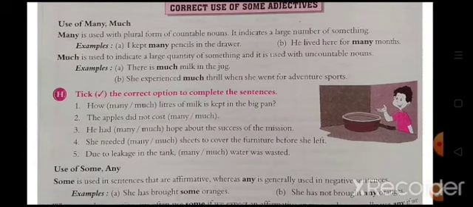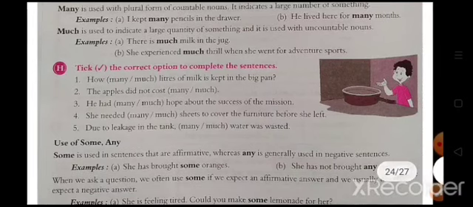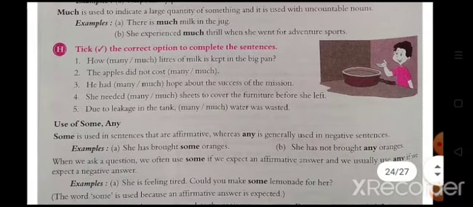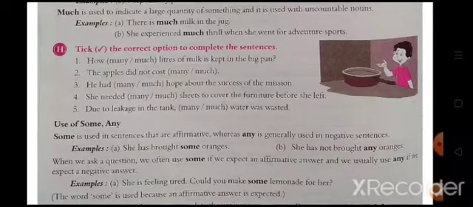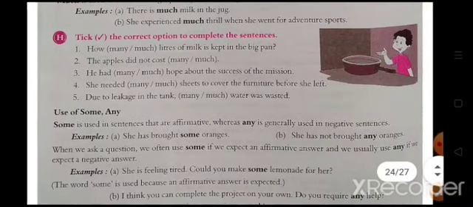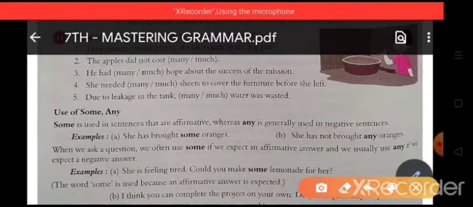Much is used to indicate a large quantity of something, and it is used with uncountable nouns. For example, there is much milk in the jug. She experienced much thrill when she went for the adventure sports. So tick the correct option to complete the sentences. Now here we have to tick the correct options.